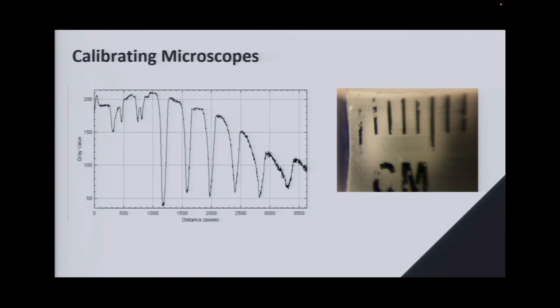We then calibrated our microscopes by analyzing a gray value graph of an image of a ruler. By looking at the pixel distance between 2 of the minimums on the graph, which represent the locations of the millimeter marks, we were able to find the number of millimeters per pixel in our microscope images.